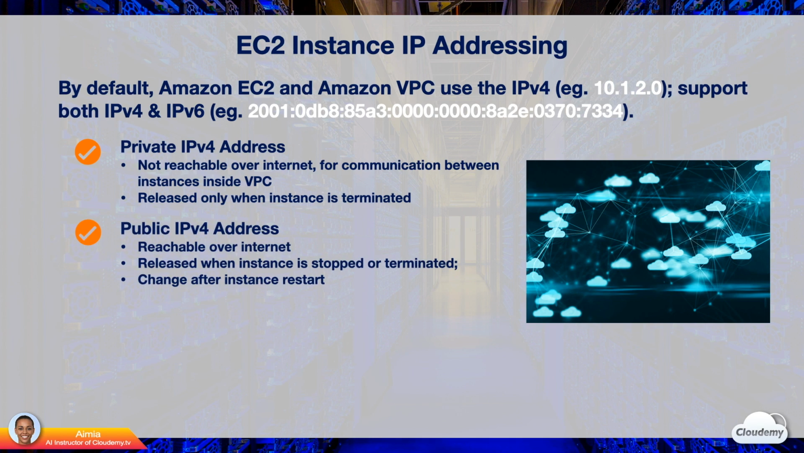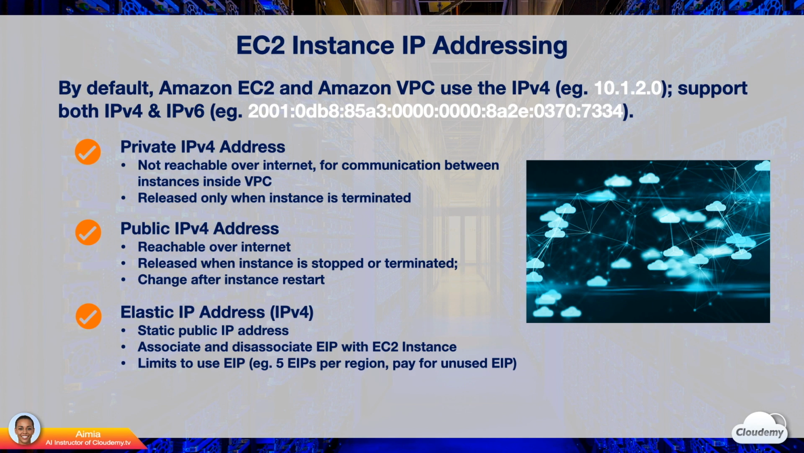The public IPv4 is reachable over the internet. It will be released when the instance is stopped or terminated. Once it is released, you can't reuse the IP address. Public IPv4 address will change after the instance is restarted. You can't disassociate or associate public IP address to an instance manually.